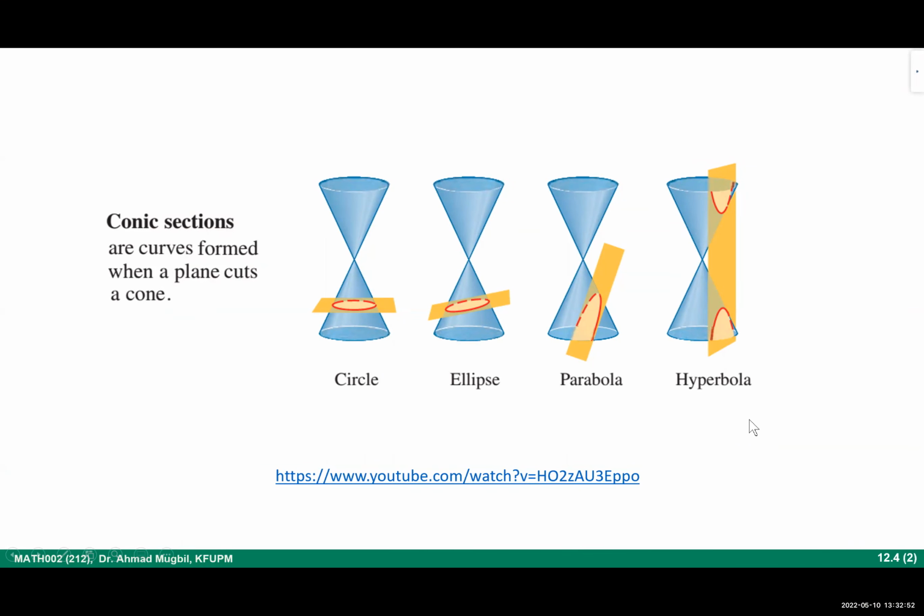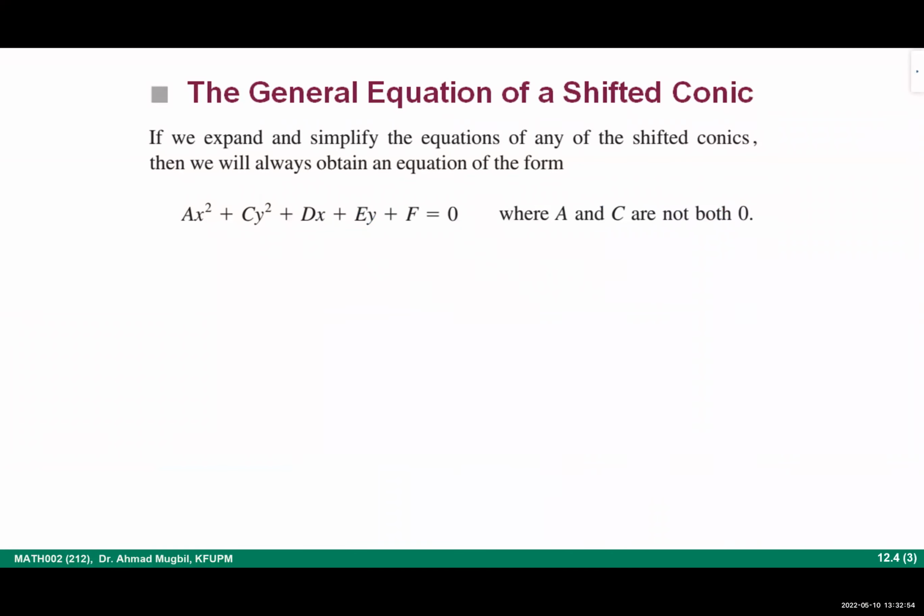So now, if we expand, you remember the standard form of the equation of the ellipse, the hyperbola, the parabola. If you expand, you will get an equation like this. For example, if you have x minus 1 all squared over 2 plus y plus 2 squared over 4 equals 1, for instance. If you expand this x squared and then multiply both sides by 4, you will get something like this at the end. This is what is called the general equation of a shifted conic section.